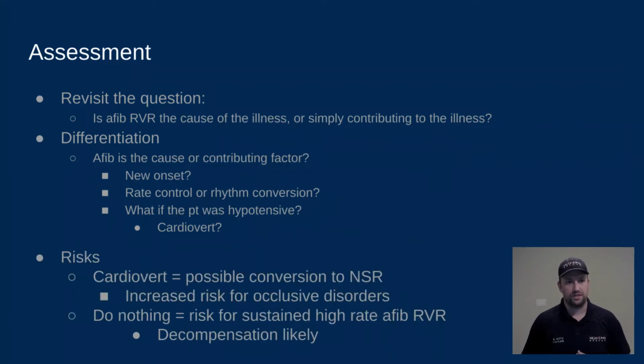Let's talk about some risks here. If we cardiovert, the patient could convert to normal sinus rhythm, which would increase our risk for those occlusive disorders we talked about, like CVA, MI, etc. If we don't do anything about it, that high heart rate from the AFib RVR will likely cause decompensation of the patient before we get to the receiving facility. What I'm getting at here is these patients are difficult to manage, and so now we're going to look at how we approach these patients.